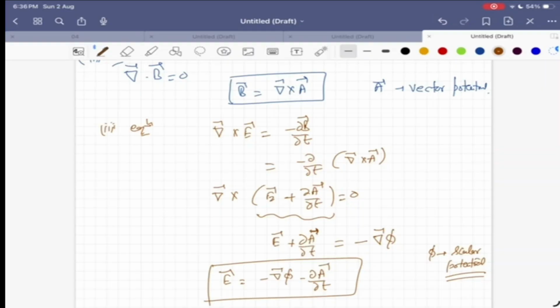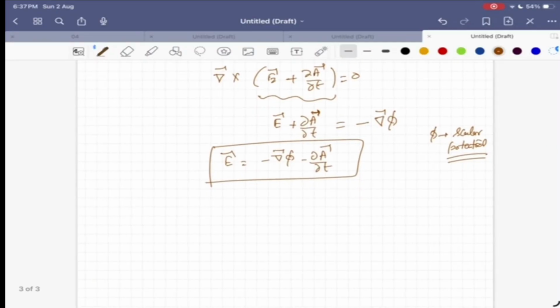So it means now, instead of calculating six components EX, EY, EZ and BX, BY, BZ, if we calculate AX, AY, AZ and phi, we will be able to find out E and B. So our original problem of calculating the six unknowns has now been reduced to calculating the four unknowns: AX, AY, AZ and phi.